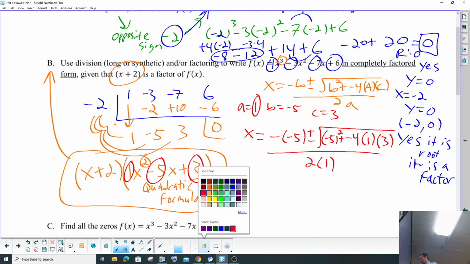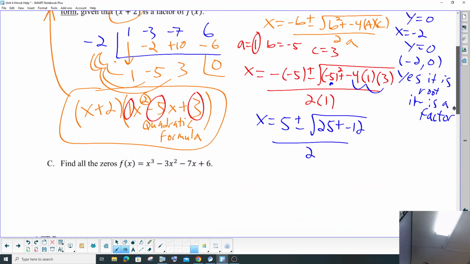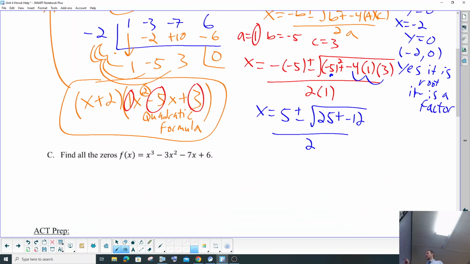Okay, so then we get x equals negative negative, a positive 5, plus or minus the square root of negative 5 squared, which is 25, plus negative 4 times 1 times 3, which is negative 12, all over 2a, which is 2. So then we're finding the zeros right now. One of the zeros is easy, right? One of the zeros is just negative 2.